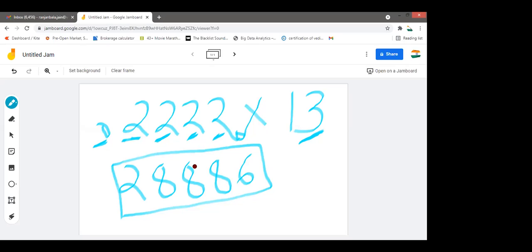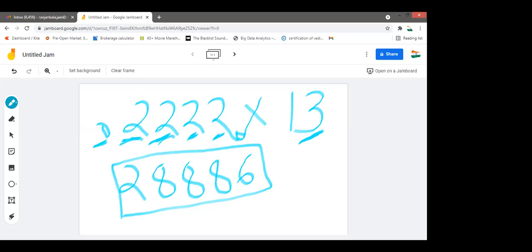So with the 3, you multiply the 3 with the 2, and it comes to 6. And that answer is added with the next digit. 6 plus 2, 8.